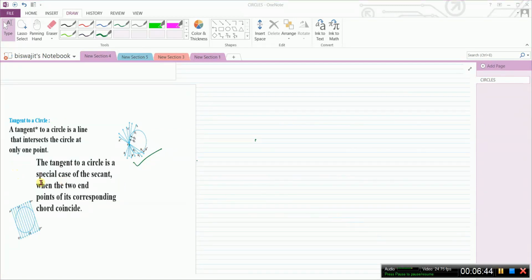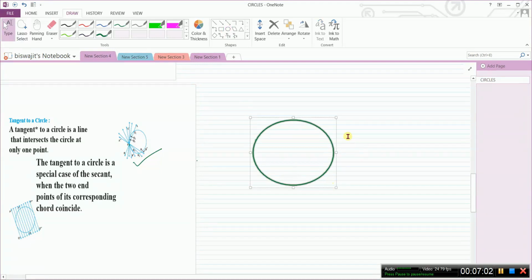Now the last point, that point we are going to learn. Here it is said that a tangent to a circle is a special case of the secant when the two end points of its corresponding chord coincide. Means here it is a circle. We consider a circle, and that tangent is a special case of the secant.